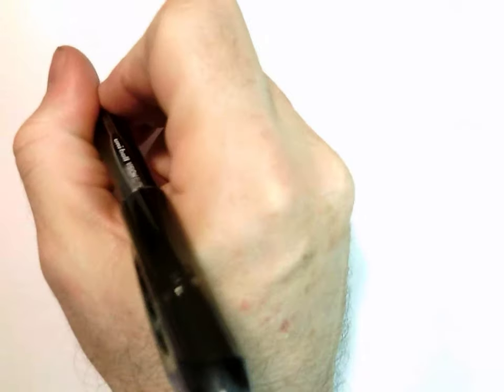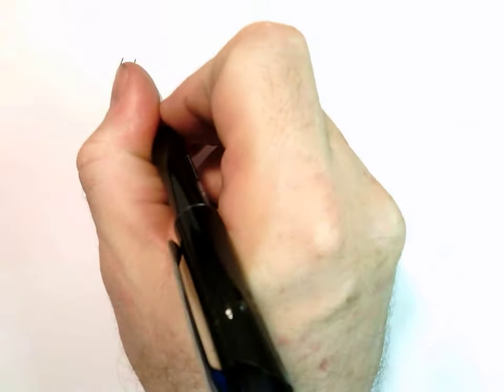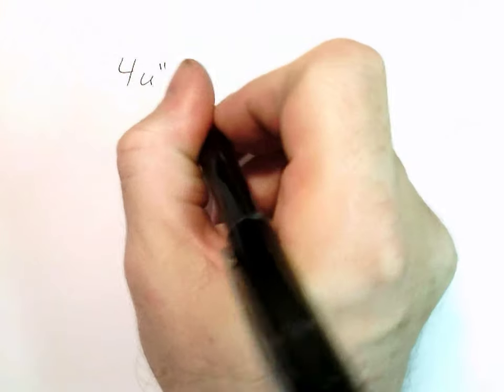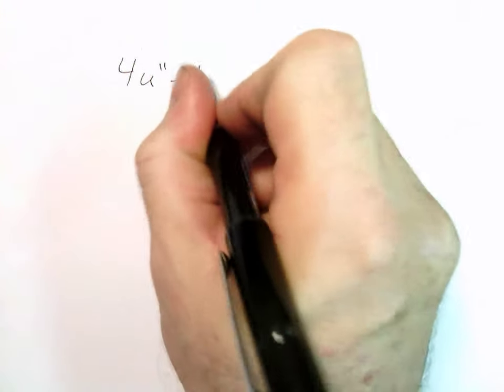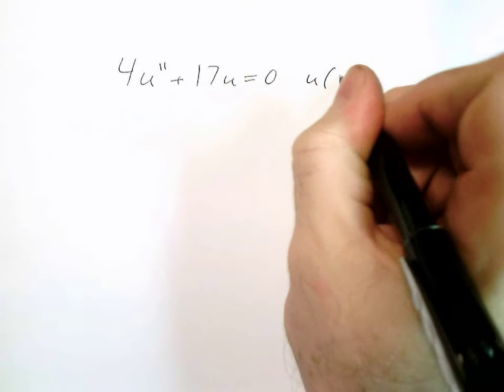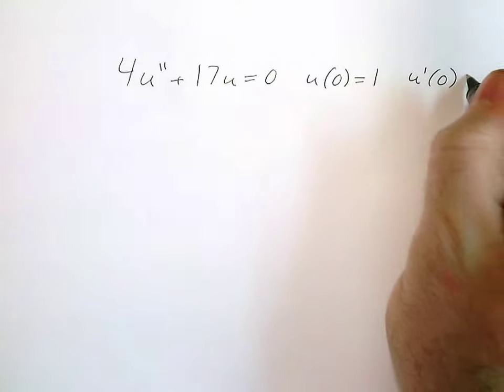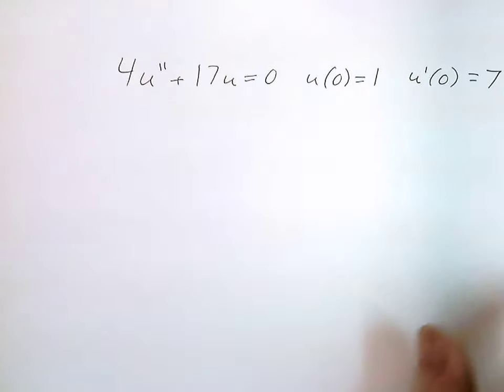Okay, so here's the third part to this spring problem we're looking at, where we have it without any damping. We're trying to solve therefore for u double prime plus 17u equals 0, and u of 0 equals 1, u prime of 0 equals 7.